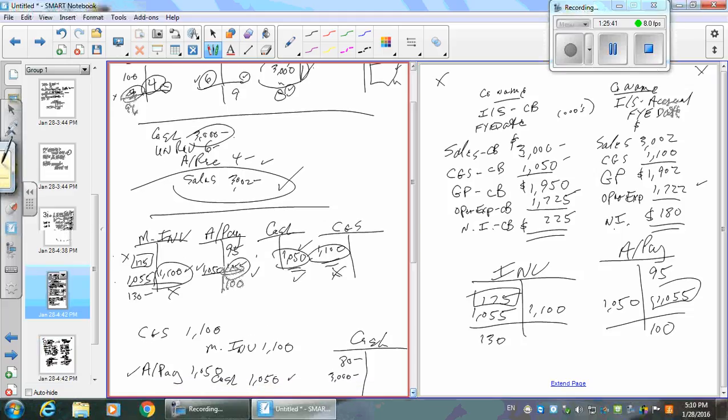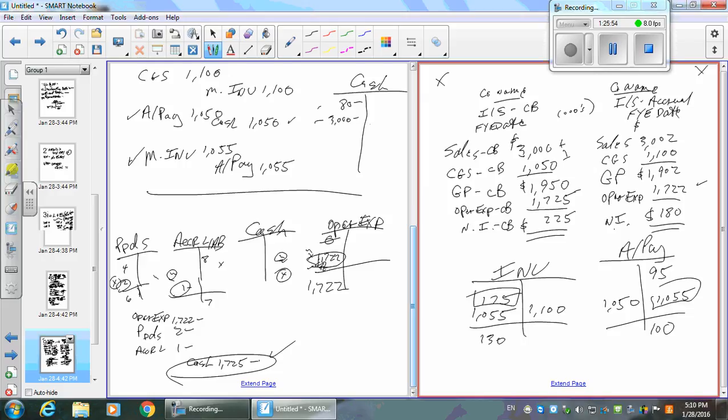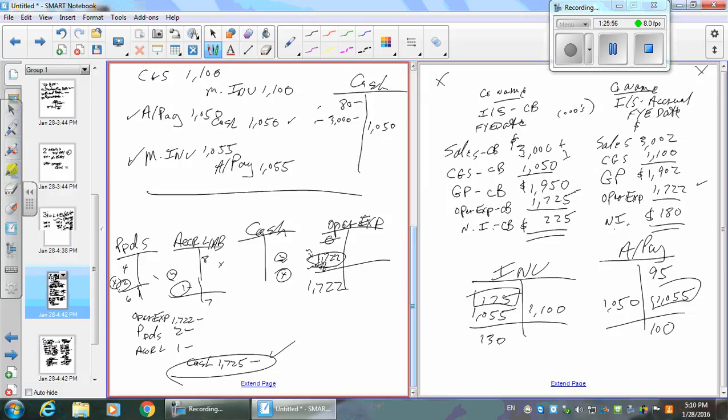Okay, and then what do we have in operating expenses? 1725. Okay, so we're going to have 80 to start with, then we put 3 million from the sales over here. We're going to take out 1050 for cost of goods sold, not cost of goods sold really, it's payments on inventory, right? And then payments on operating expenses, 1725. And how much cash do we have left at the end? Well, then it'd be 80 plus that 225, so 305.